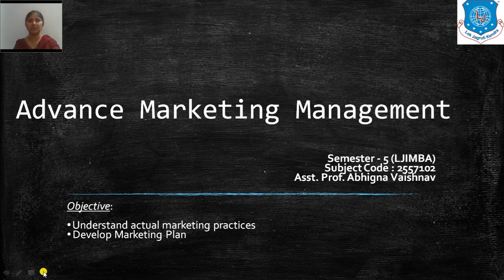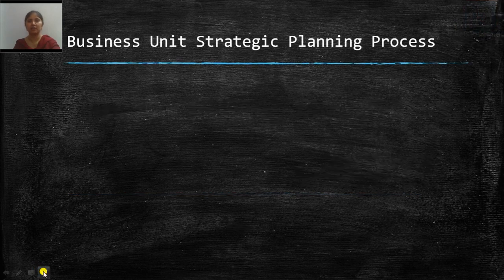Well, in the previous two lectures we had seen value chain analysis and we had started with the strategic planning process wherein we have studied corporate and division level strategies. In this third video lecture, we'll be focusing on the business strategic planning process.